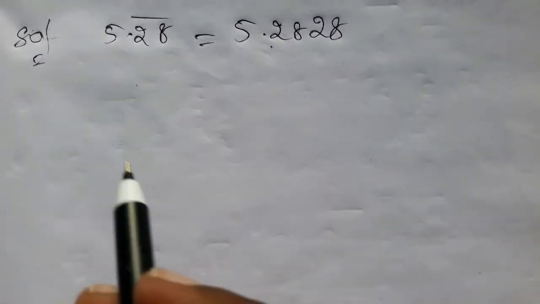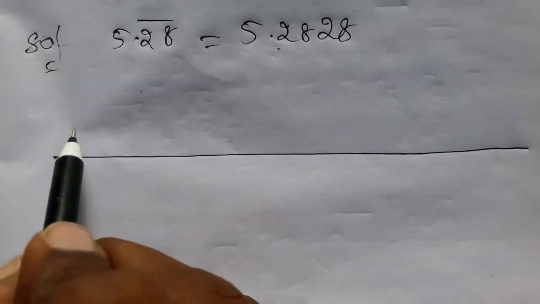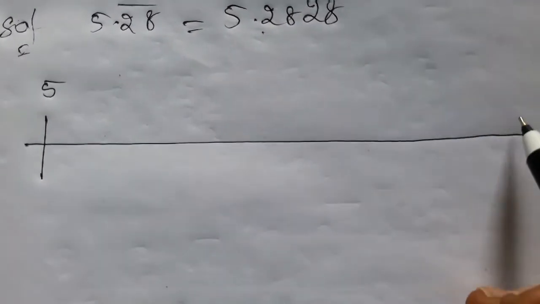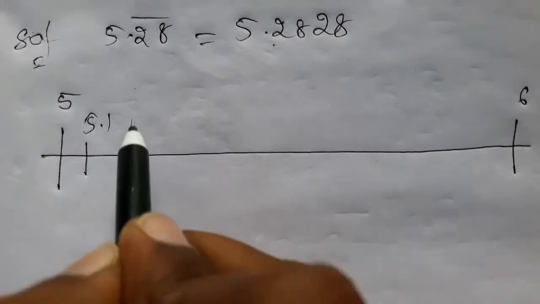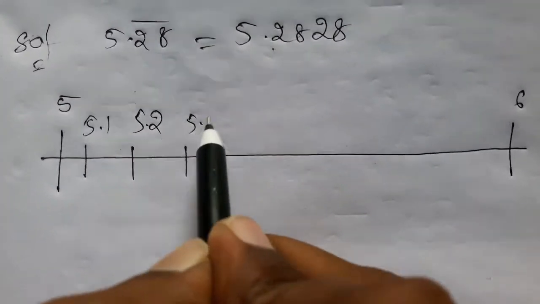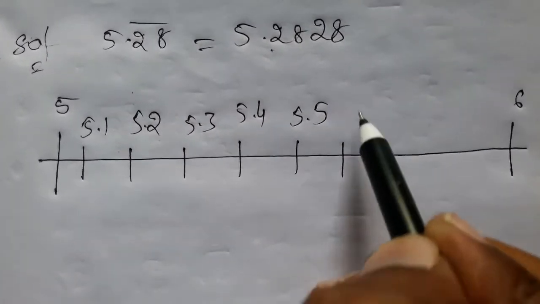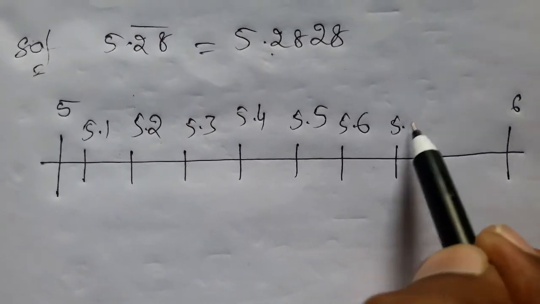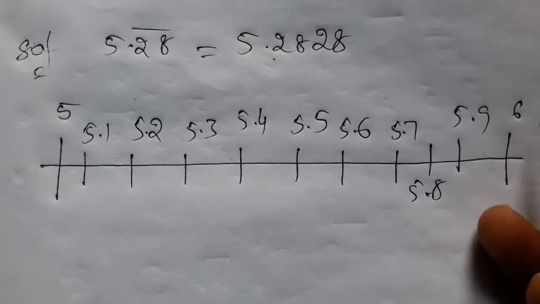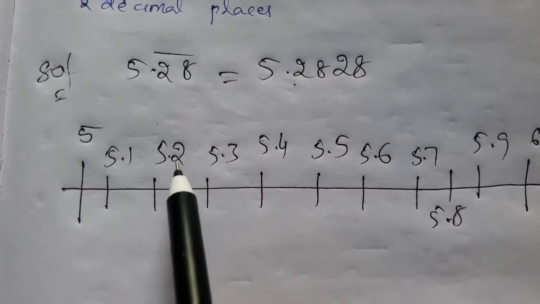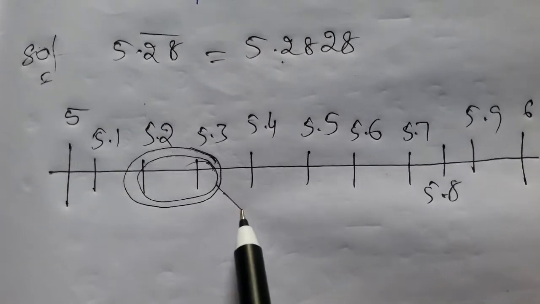Now take a number line, and this 5.28 lies exactly in between 5 and 6. Now here is 5.1, next 5.2, next 5.3, next 5.4, next 5.5, next 5.6, next 5.7, next 5.8, next 5.9, after next 6, isn't it? So 5.2 we got. Take 5.2 as the initial point and 5.3 as the final point, isn't it?